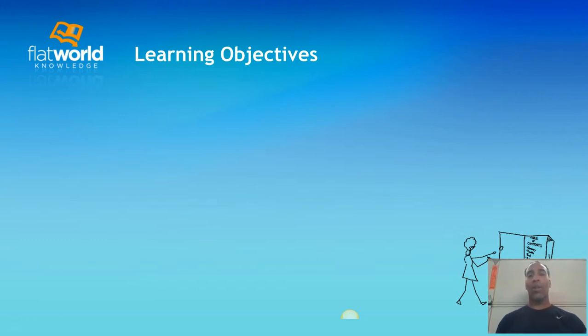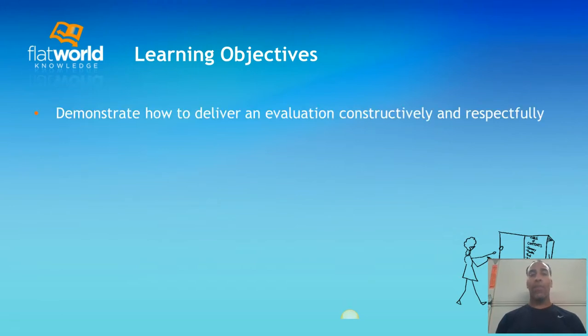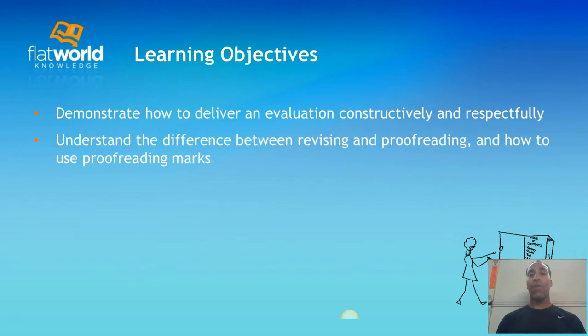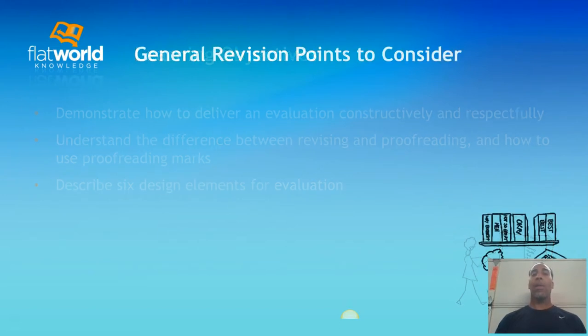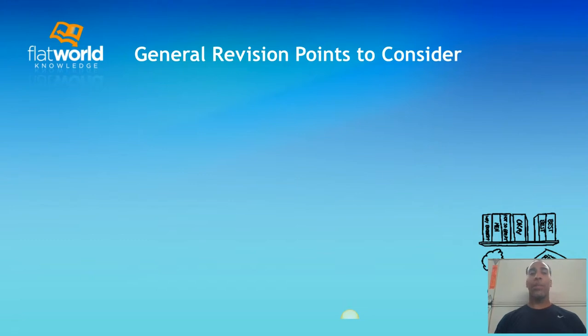Let me tell you what I saw. Let's talk about how we can fix things. Demonstrate how to deliver an evaluation constructively and respectfully. All right. You don't want to just yell at someone. They won't receive the feedback in a great manner. Understand the difference between revising and proofreading. There is a difference, and how to use proofreading marks, which most of you have used in Word documents. Describe 6 design elements for evaluation. And that'll be it for our learning objectives for Chapter 7.